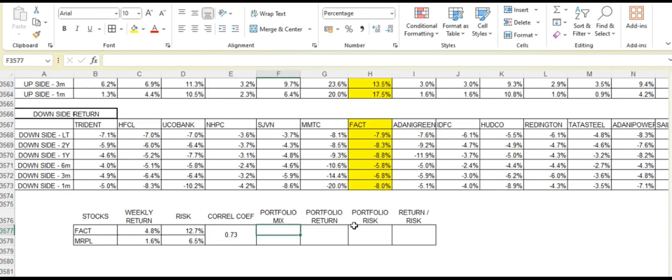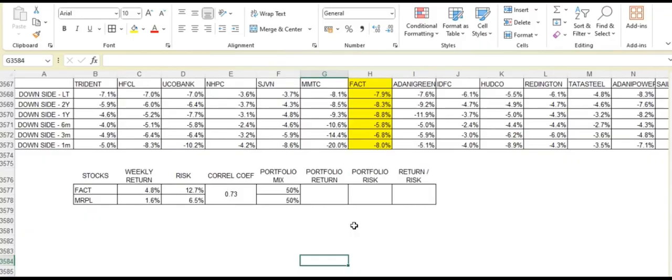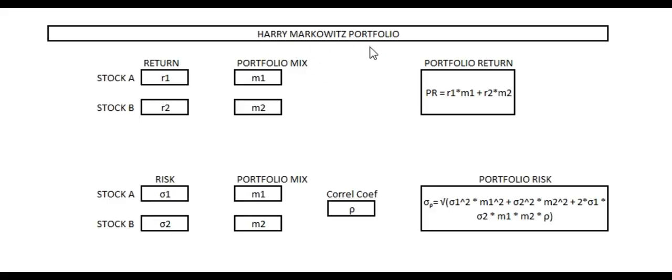Now we will create a portfolio mix, a hypothetical mix. Let's assume 50% going towards FACT and the remaining 50% going towards MRPL. Now this is something that we need to optimize. How do we optimize? We will optimize basis the risk to return or the return to risk ratio in this portfolio. Here we will be using the Harry Markowitz model, and we will take a slight detour to understand the Harry Markowitz model. Here is a quick recap of the Harry Markowitz portfolio model.